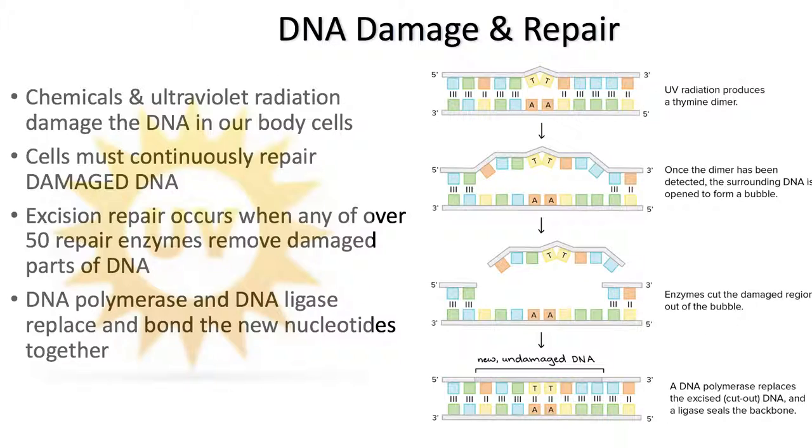Excision repair occurs when any of over 50 repair enzymes remove damaged parts of the DNA, and DNA polymerase and DNA ligase replace and bond the new nucleotides together. So what happens here is UV radiation produces a thymine dimer, and we notice this mistake over here. So enzymes are going to cut the damaged region of this bubble, and DNA polymerase replaces the cutout DNA, and the DNA ligase will seal it and fix it. So here we have a DNA that has been repaired by these enzymes. Fortunately, we have this repair mechanism built into our cells in the form of these enzymes.